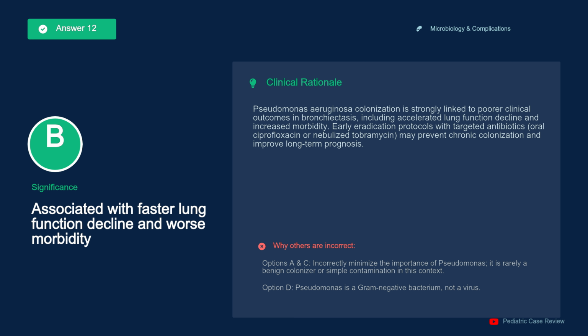Options A and C incorrectly minimize its importance. Pseudomonas is never benign in bronchiectasis, and true infection must be distinguished from contamination by repeat culture. Option D is incorrect. Pseudomonas is bacterial. Aggressive early treatment improves long-term outcomes.